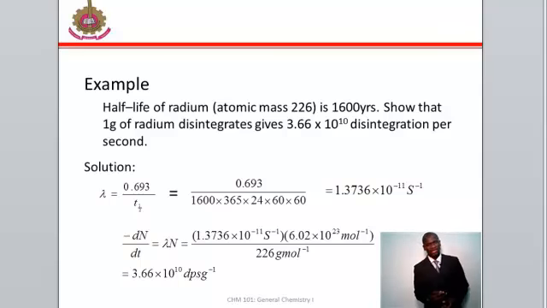Going by equation 1 that we learned a while ago, minus dN over dt equals lambda N. The decay constant that we have got, we multiply that by Avogadro's constant and we divide by the atomic mass. So when that is done, we have 1.3736 times 10 to the power minus 11 per second multiplied by 6.02 times 10 to the power 23 divided by 226, and that now gives us 3.66 times 10 to the power 10 disintegrations per second per gram.